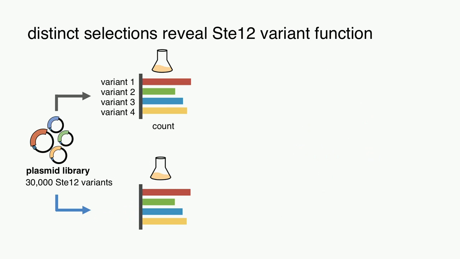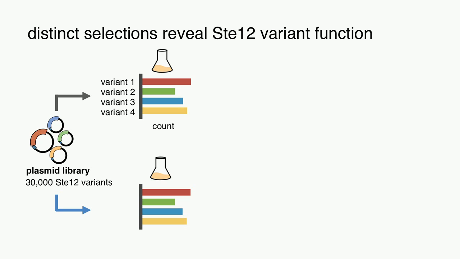So I decided to make many, many mutations in Ste12's DNA binding domain and developed selections for both mating and invasion to try to disentangle the importance of the binding domain for each trait. So I took a strain which was knocked out for its native chromosomal copy of Ste12 and complemented that with a library of many, many thousands of variants of Ste12 mutants driven by their own promoter.